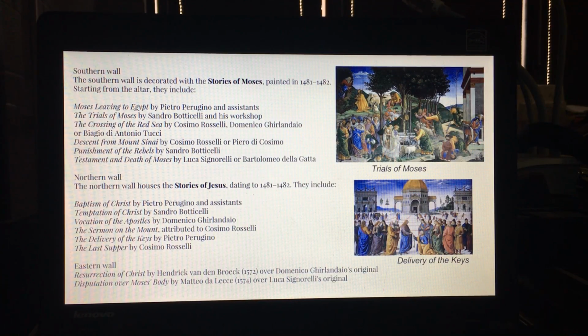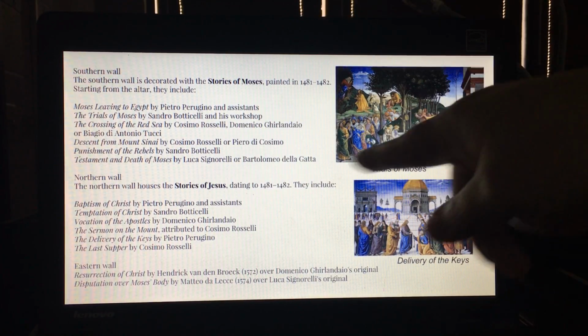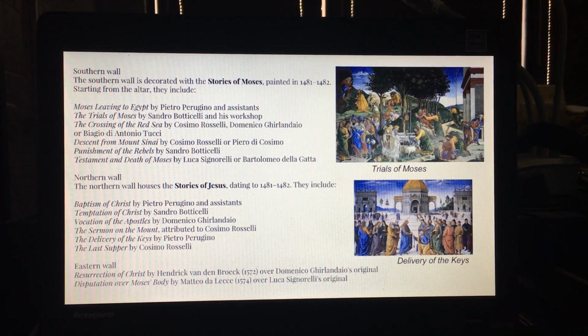But as you can see in Delivery of the Keys, which I showed you in class, we have the really strict linear perspective there. And that is part of the northern wall, which shows stories of Jesus. And you can kind of read through that to see the different stories. Okay. Not that you would need to memorize them, but you would need to know, Moses, Jesus, etc.